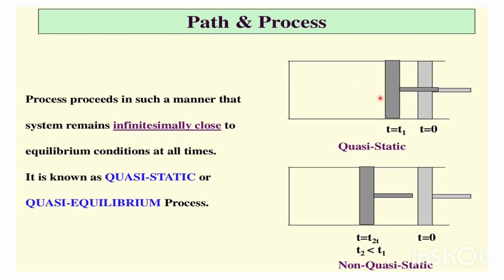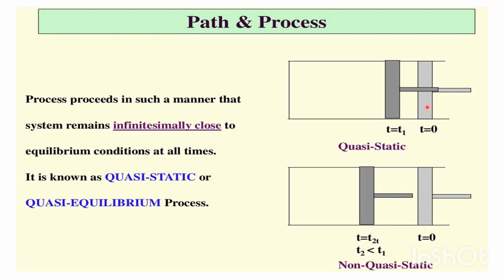Because of the sudden compression, the gas molecules do not have enough time to escape, so they pile up in a small region in front of the piston. Pressure is created more here in front of the piston. So now we say the system is not in an equilibrium state, because pressure here is less and here it is more. Where pressure is more, temperature will definitely also be more, so the system is not in thermal equilibrium. Then we call it a non quasi-static process or a non quasi-equilibrium process.